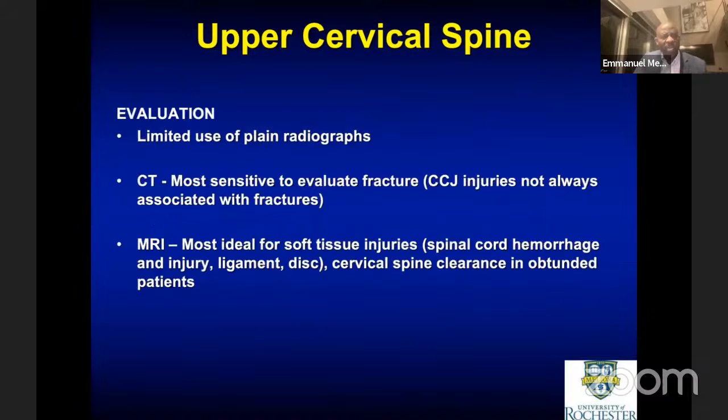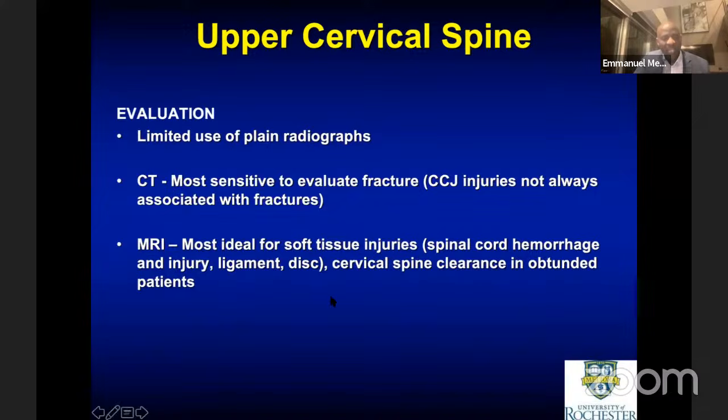There's limited use of plain radiographs in evaluating these patients. CT is the most sensitive to evaluate fractures. A cranial-cervical junction injury is not always associated with a spine fracture. I'll give you an example. I've seen in practice now 3 patients with occipital cervical dissociation, and only 1 patient truly had a bony fracture. The other 2 patients only had ligamentous injuries.